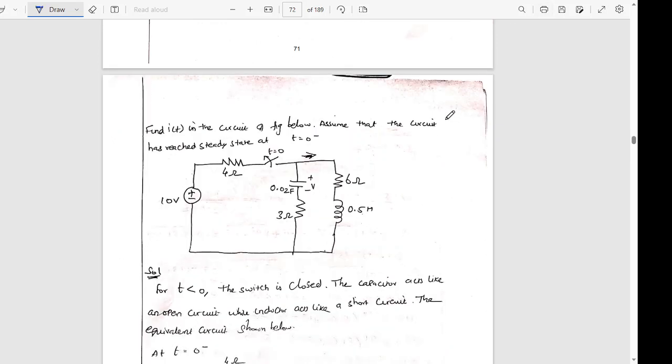Okay, in this video we are going to discuss a problem on natural response of series RLC. Okay, in this case we will be finding the current.